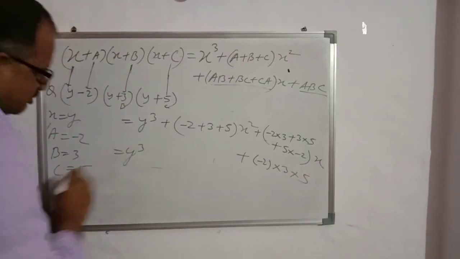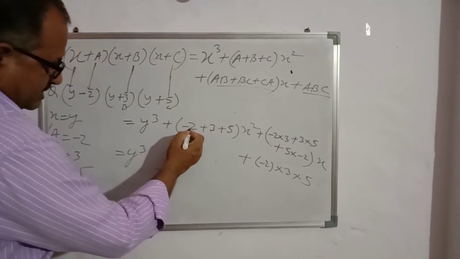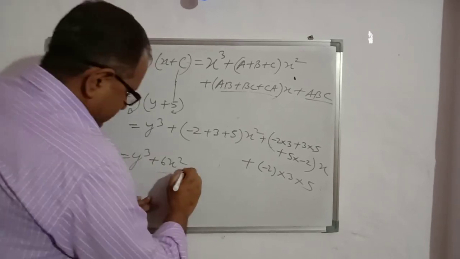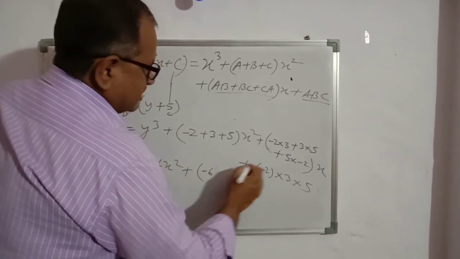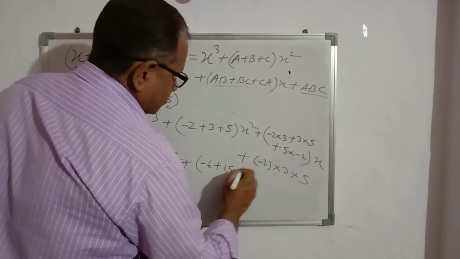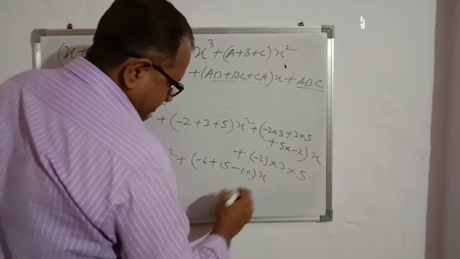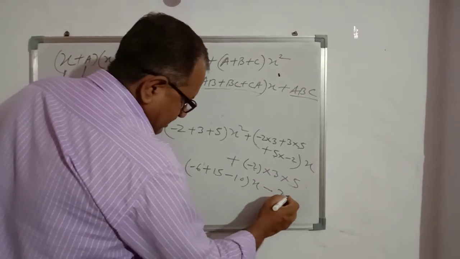Simplified. Y cube, 5 plus 3, 8, 8 minus 2, 6. So it will be plus 6 y square. Plus, multiplied, 3 into minus 2, minus 6. 5 into 3, 15. 5 into minus 2, plus into minus, minus 10. Then 2 into 3 is 6, 6 into 5 is 30.